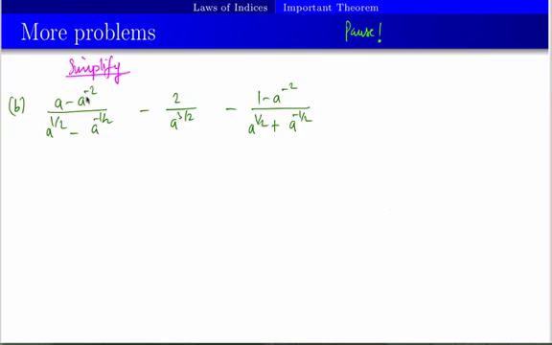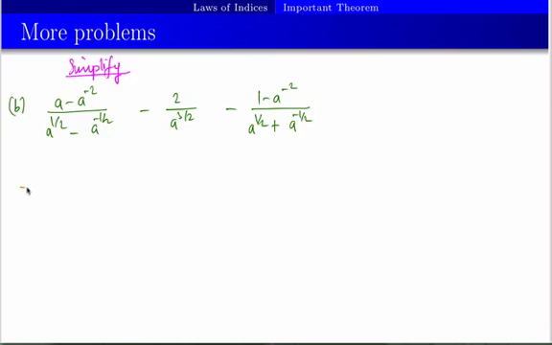Again I repeat, a minus a raised to minus 2 upon a raised to half minus a raised to minus half, minus 2 upon a raised to 3 by 2, minus 1 minus a raised to minus 2 upon a raised to half plus a raised to minus half. So I put it on pause, please solve it. Okay, let me solve this problem.